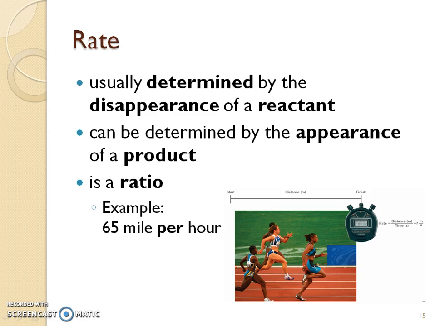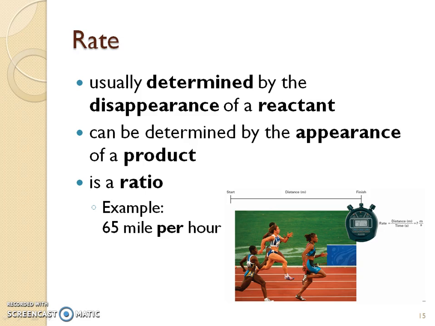So rate is just determined by the disappearance of a reactant, or it could also be measured by determining how much product is appearing. Rate is just a ratio between how much reactant is disappearing over time or how much a product is appearing over time.